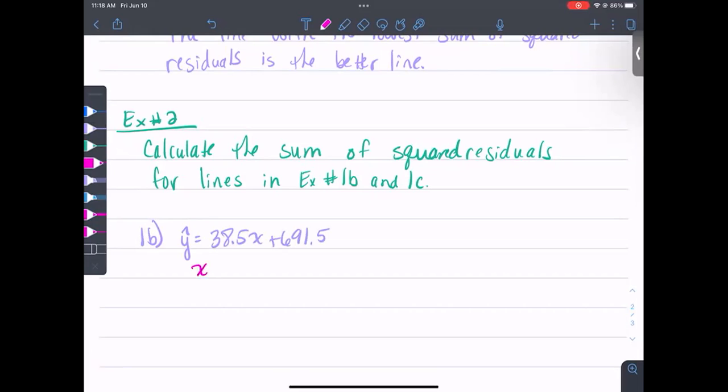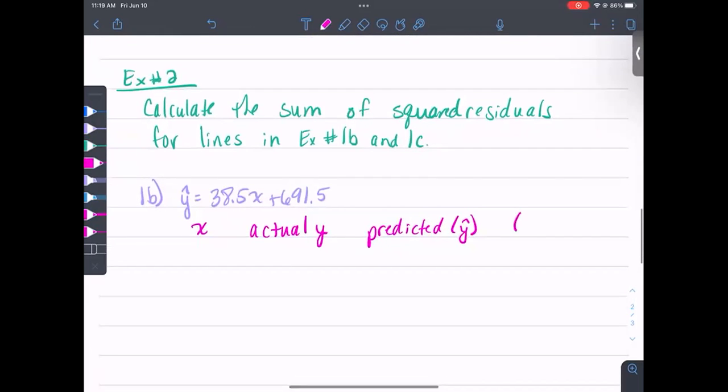So we have our list of x values and the actual y values that come from the original table. Then we have the predicted y, which is y hat. And then once we have all of those written down beside each other, we'll calculate y minus y hat and square it. So the residual is y minus y hat. The squared residual is y minus y hat, then squared.